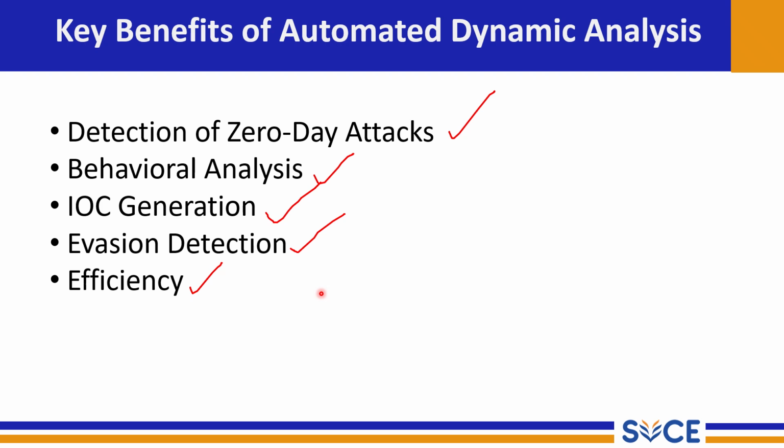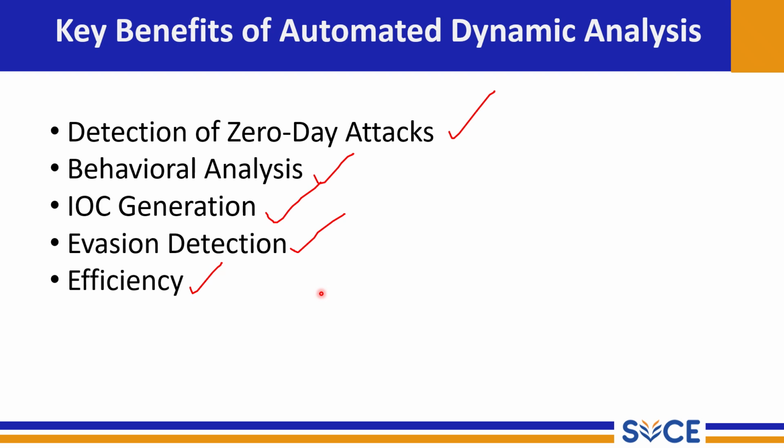And second, behavioral analysis allows security teams to understand how the malware operates in a real-world environment, providing valuable insights for developing effective defenses. Third, IOC generation: dynamic analysis helps in generating IOCs that can be used for threat intelligence and incident response. And evasion detection: by analyzing how the malware behaves, it can help identify the techniques used to evade detection by security systems.